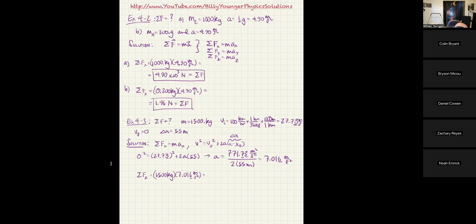And that gives me 1.052 times 10 to the fourth newtons. So that's the net force required to stop a car moving at 100 kilometers per hour in a distance of 55 meters. Anybody have any questions on that?